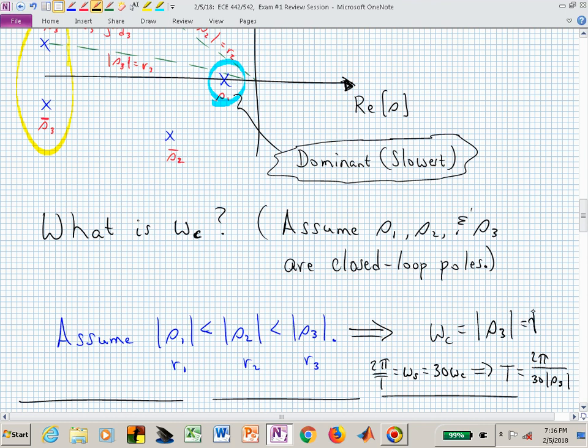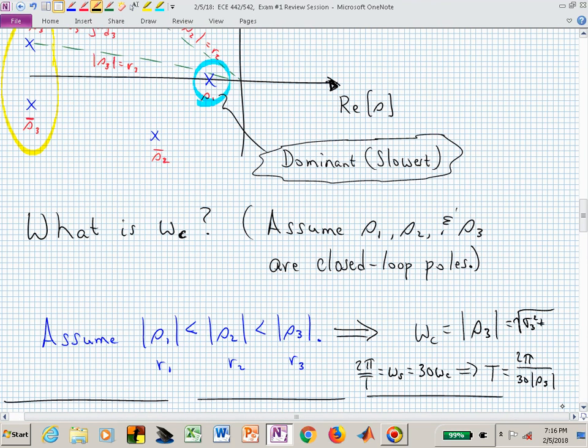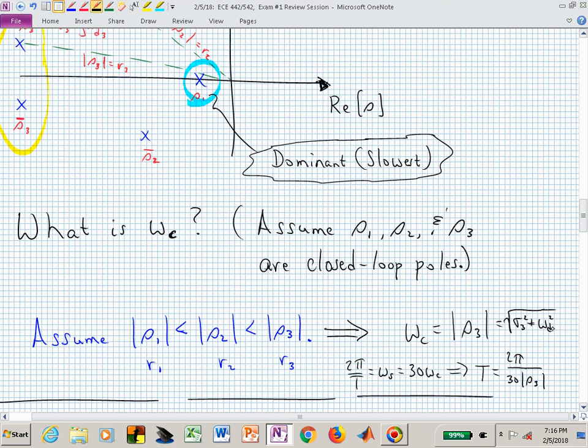And this is the square root of sigma sub 3 squared plus omega sub d squared. I shouldn't try to draw really, really tiny. But that's the distance away from the origin of that pole, either the one up above or one below. They're the same distance away from the origin. That's how you would find the sample period.